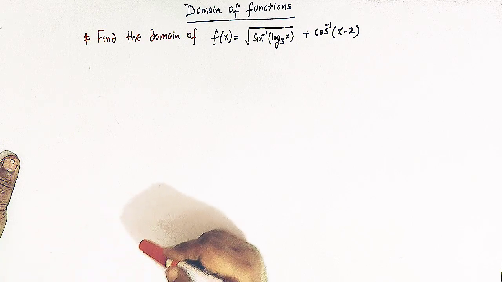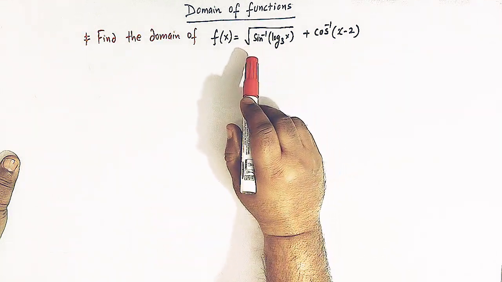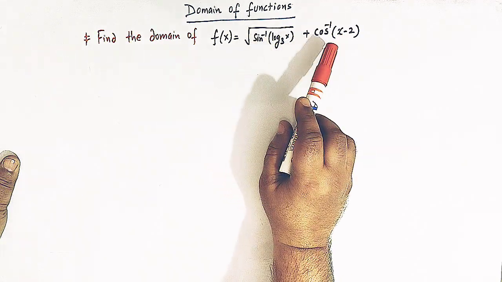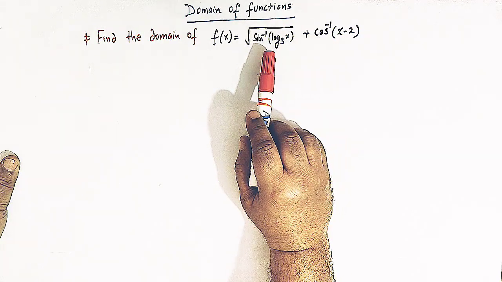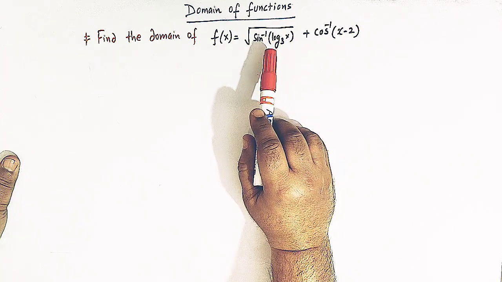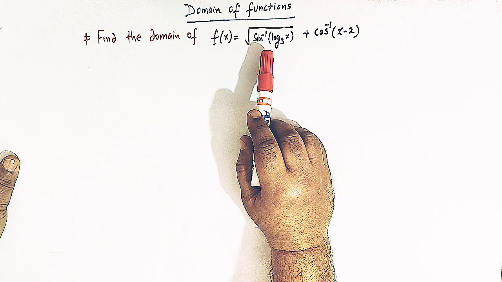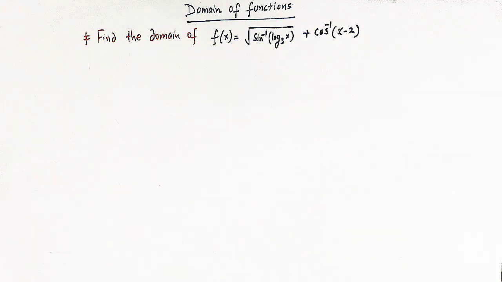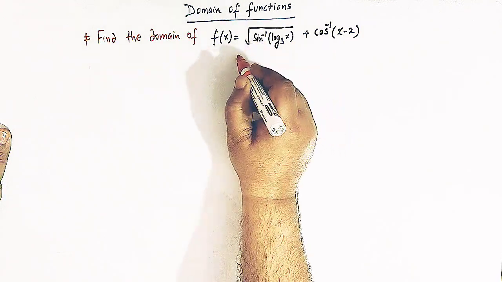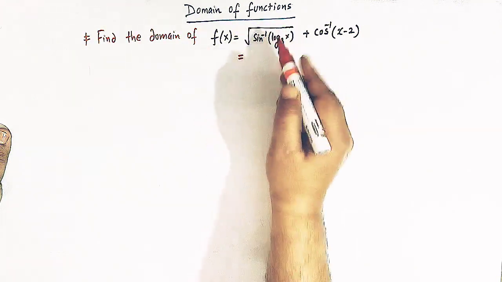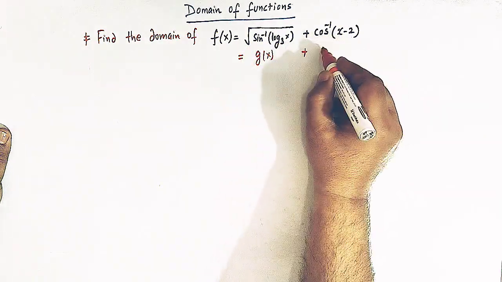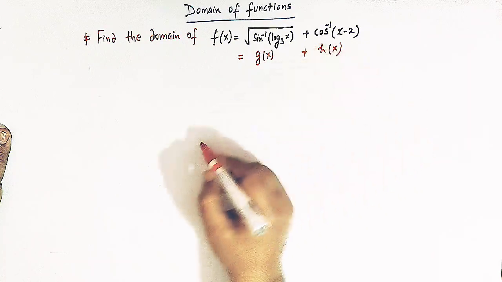So in this class, we'll see how we can find out the domain of the sum of two functions, right? Here we'll make use of the concept of intersection of domains, right? So what we will do, we'll first find out the domain of this function, right? So let us take this function as g of x and this function as h of x, right?